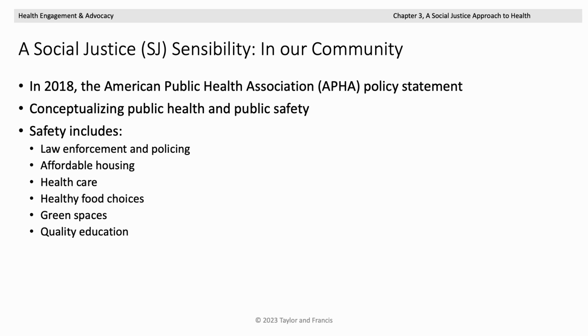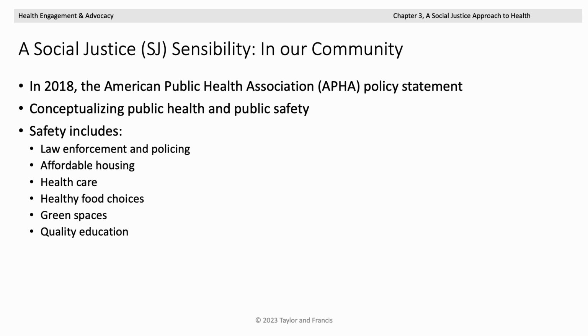Let's ground this in a concrete real-world example. The American Public Health Association's 2018 policy statement conceptualizing public health and public safety. APHA's move here was significant. They argued that safety should be understood far more broadly than law enforcement and policing. Their expanded definition of safety includes law enforcement and policing, yes, but also, this is important, affordable housing, healthcare access, healthy food choices, green space, and quality education.